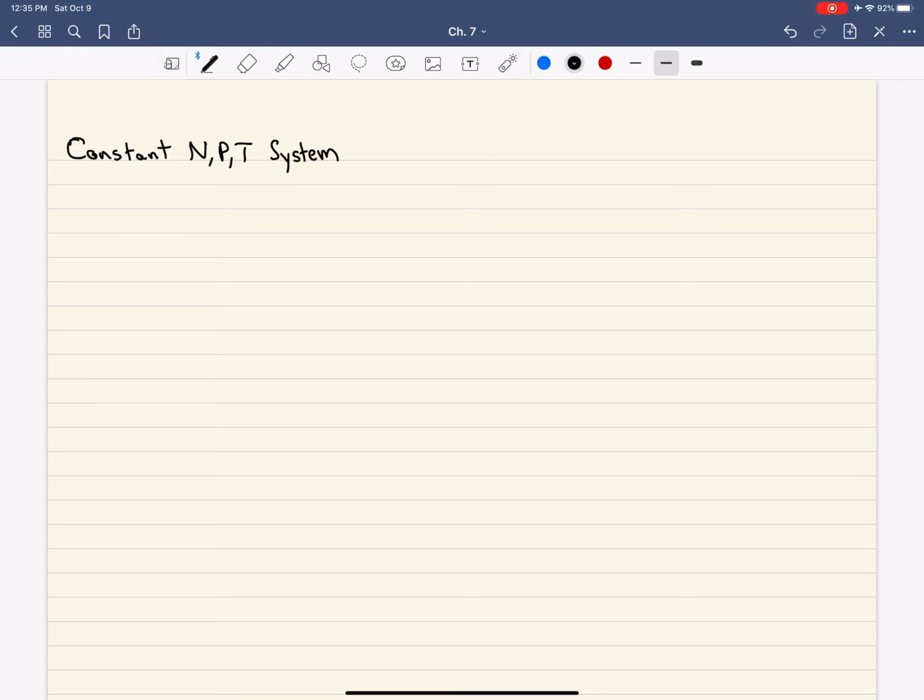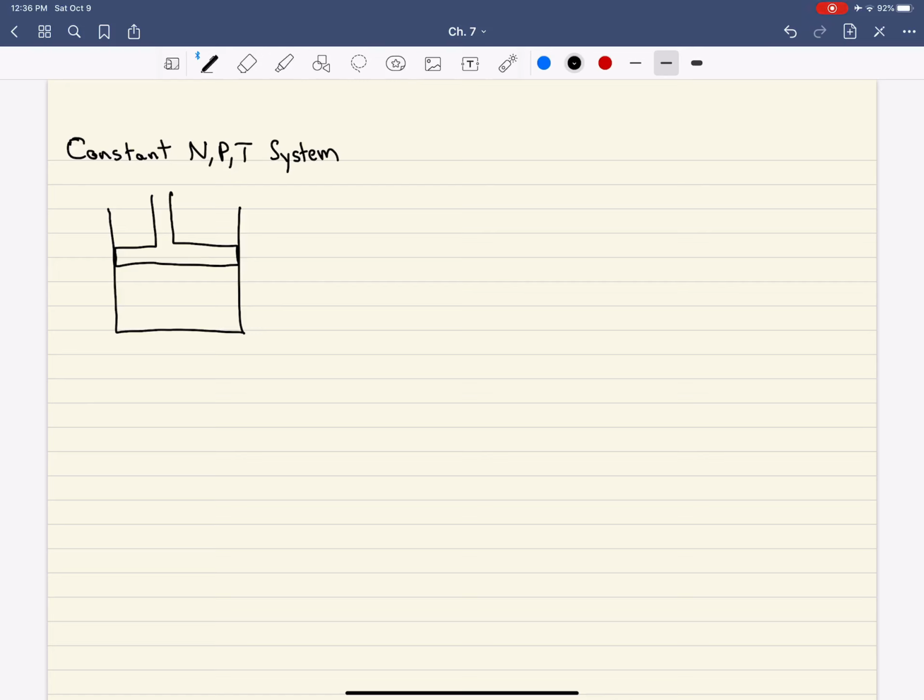So for a constant N, V, and T system, we saw that when the system reaches a minimum in its Helmholtz energy, it is at equilibrium then. Okay? And so what we're going to look at now is a system in which we have constant N, constant pressure, and constant temperature. For this type of system, what you can imagine is that you actually have a piston cylinder sort of setup.